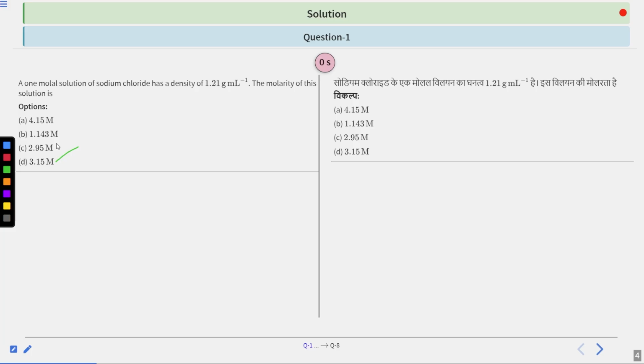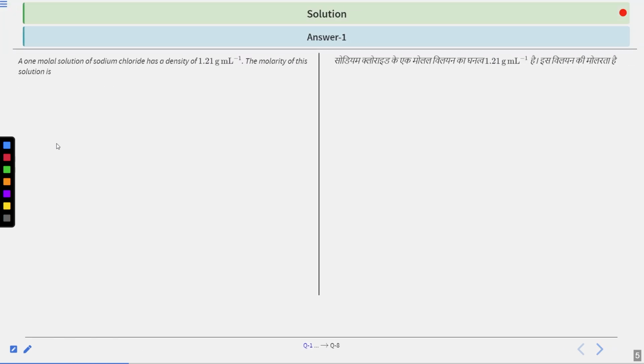So your time is up. Let us move to the solution part. So what was the question? The question was saying that your 1 molal solution, means the molality is 1 mole, has a density of 1.21 gram per ml. So you have to find the molarity of the same solution. Now for those who have solved, the correct answer is B.